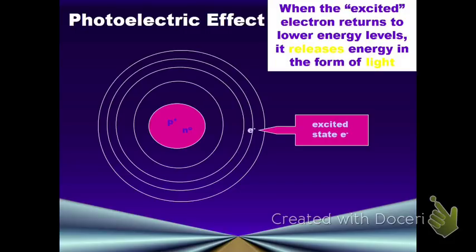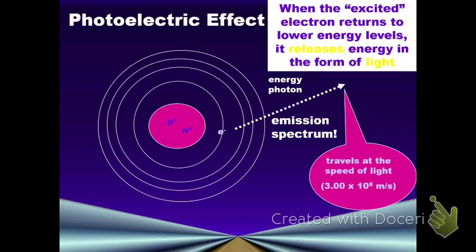When that excited electron returns to its energy level, because we know what goes up must come down, when that electron falls back down to the lower energy level, it is releasing energy in the form of light, and that's how we see light. So there it goes falling back down, and of course that travels at the speed of light, which is 3.00 times 10 to the 8th meters per second. We call that an emission spectrum.